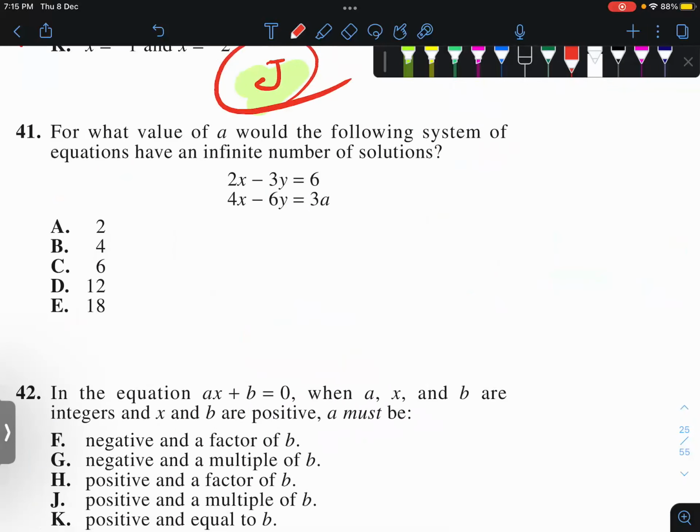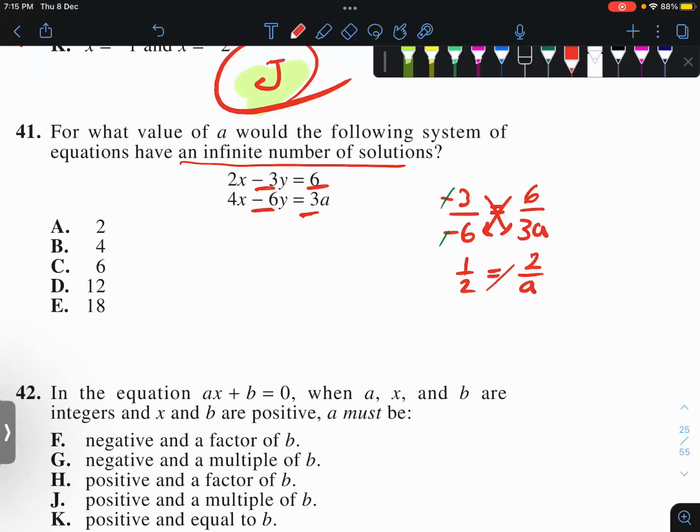Number 41. For what value of A would the following system of equations have infinitely many solutions? Yes. When -3 over -6 is the same as 6 over 3a. You should do it like this. -3 over -6 equals 6 over 3a and the cross multiplication. The negatives will be cancelled away. And 6 by 6 is, we can write it as half, is 2 over a, and cross multiplication is 4. The answer is B.